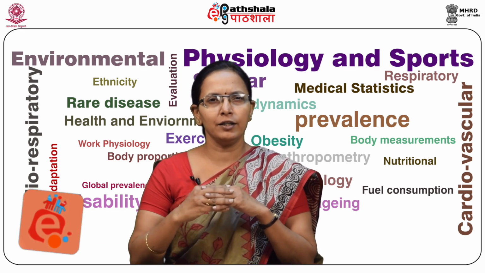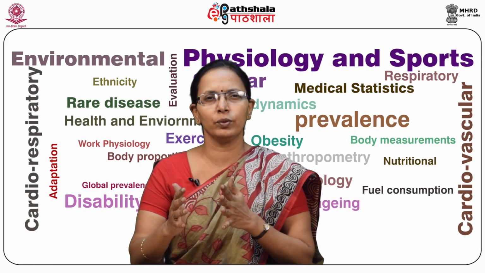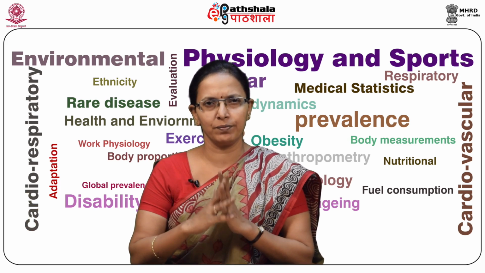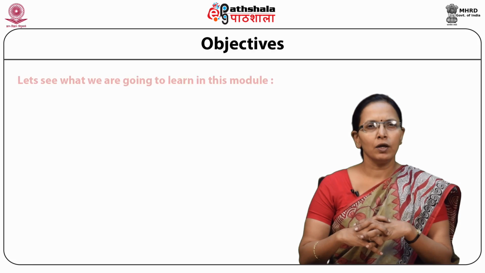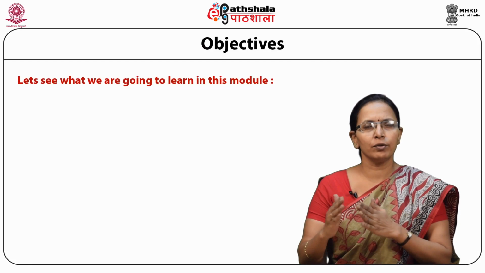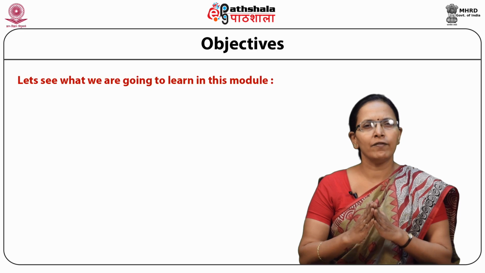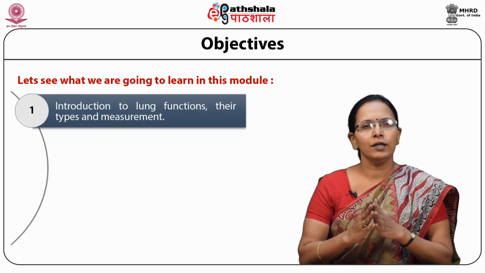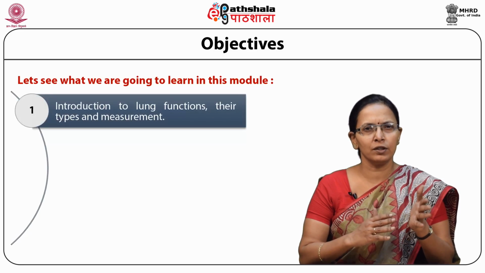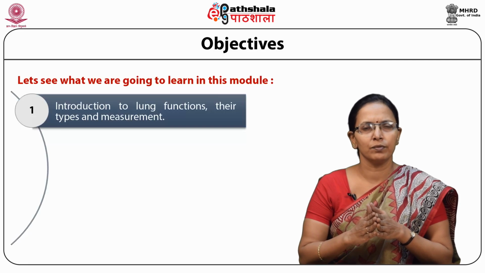Today we'll study the module, the interrelationship of body measurement with the respiratory functions, under the paper Physiology and Sports Anthropology. Now let's see what we are going to learn from this module. The learning objectives of this module are to have an introduction to the lung functions and to have an idea about their different types and how we measure the lung functions.